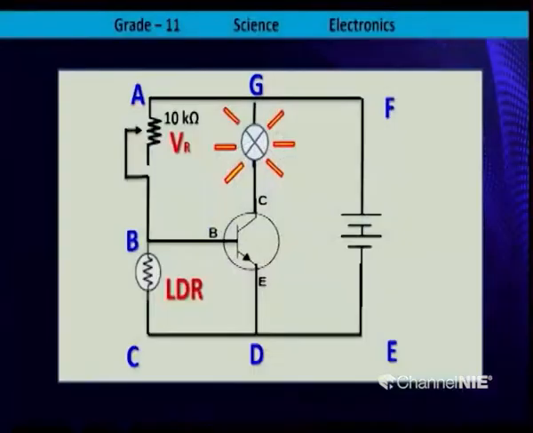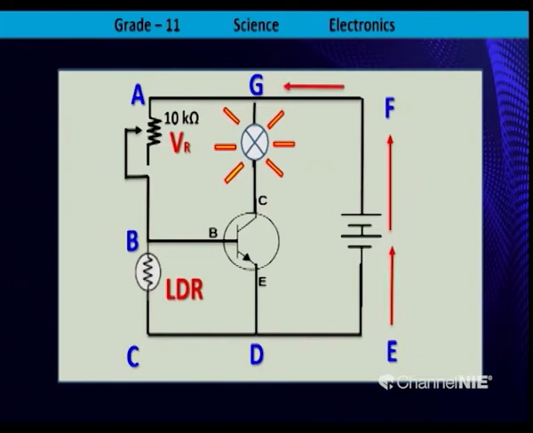Now let's focus our attention. We can cover the LDR. I am going to do this activity. Right. When dark falls on the LDR, what happens? The bulb glows. Why is that? Current passes from the dry cell to F, F to G, G to A to B through the variable resistor.